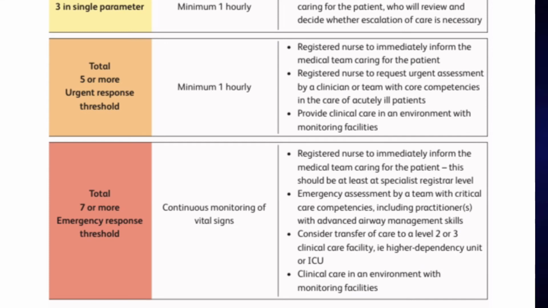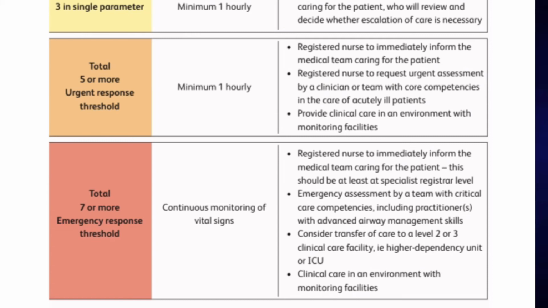Total 5 or more is the urgent response threshold. Minimum 1 hourly. The registered nurse immediately informs the medical team caring for the patient, and requests urgent assessment by a clinician or a team with core competencies in the care of acutely ill patients. Provide clinical care in an environment with monitoring facilities.